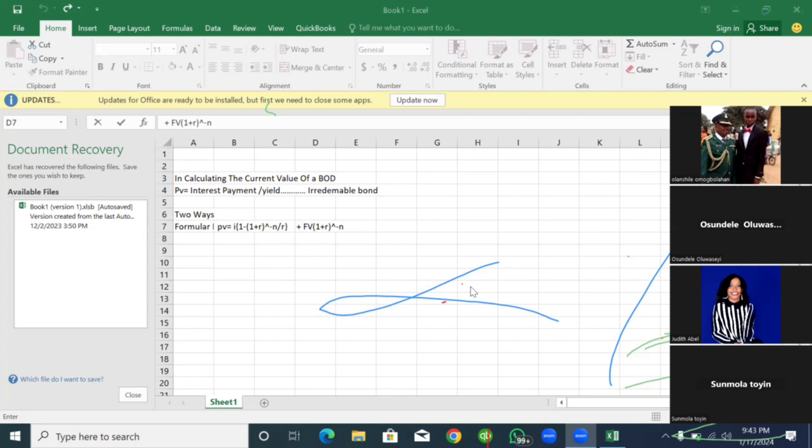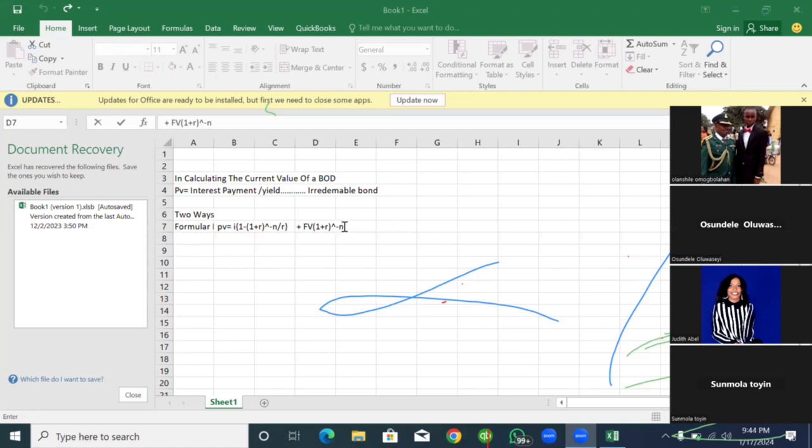Chile PLC. Let's do first for irredeemable, then we'll do redeemable. So Chile PLC has 12% irredeemable bond of 5 million naira in its capital structure. Chile, sorry for the people that are not Yoruba, my name is even here, S-H-I-L-E. Chile PLC has 12% irredeemable bond of 5 million naira in its capital structure, which currently yields 9%.